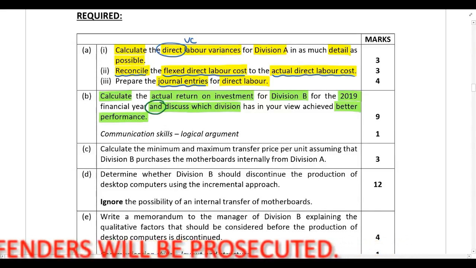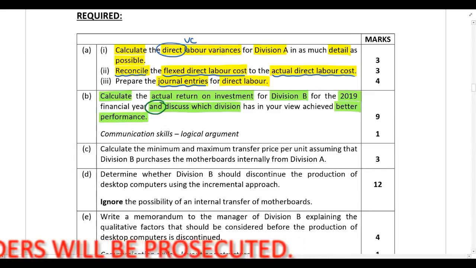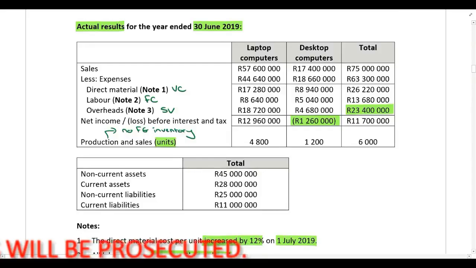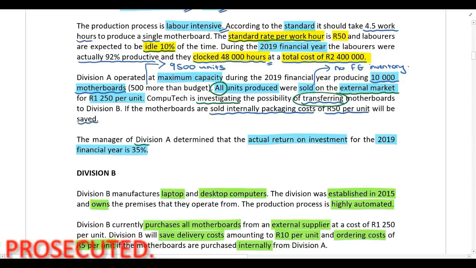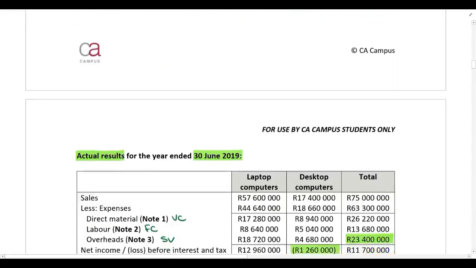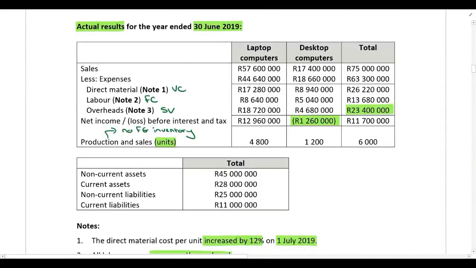All right, and you don't need to calculate the actual return on investment for Division A, because if you go back to the information provided in the scenario, you were told that the manager of Division A has determined that the actual return on investment for the 2019 financial year is 35%. So you've been given their actual return on investment. We just need to calculate the actual return on investment for Division B. And here's all of the actual results for Division B.